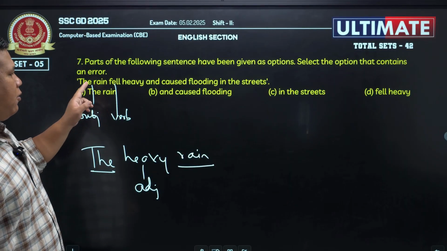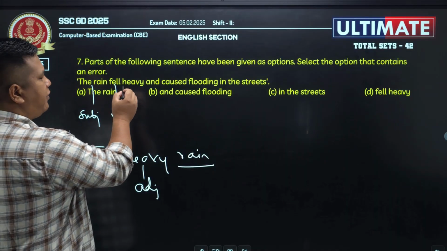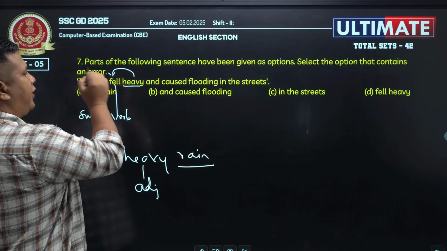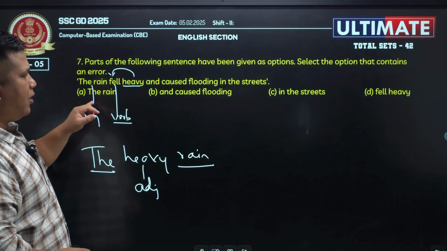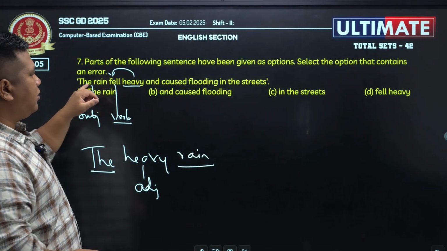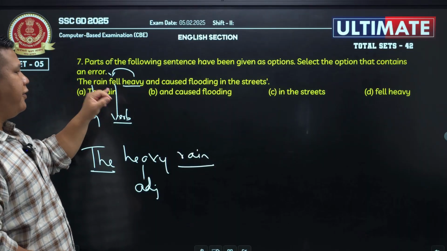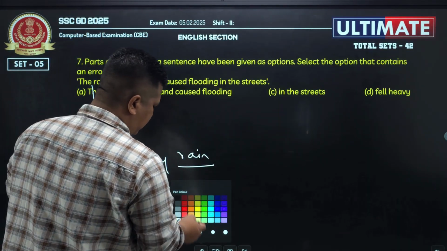But here we cannot say what kind of rain. So the rain fell heavy. So heavy is describing a verb, fell. So the question will not be what kind, it will be how. Ask yourself the question. The rain fell heavy. How did the rain fall? Answer will be the rain fell heavily.